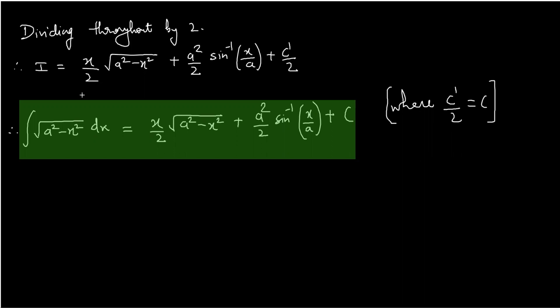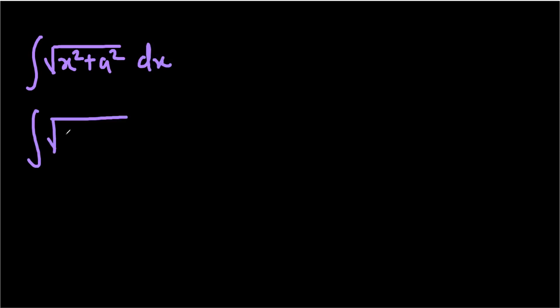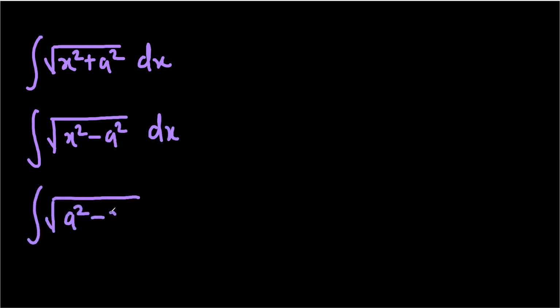Now let us write all the three results at one place. The first one was integral of square root of x square plus a square dx. The second one was square root of x square minus a square dx. We need to remember them. The result has to be learned by heart because then only we'll be able to apply them and solve problems. The third, square root of a square minus x square.